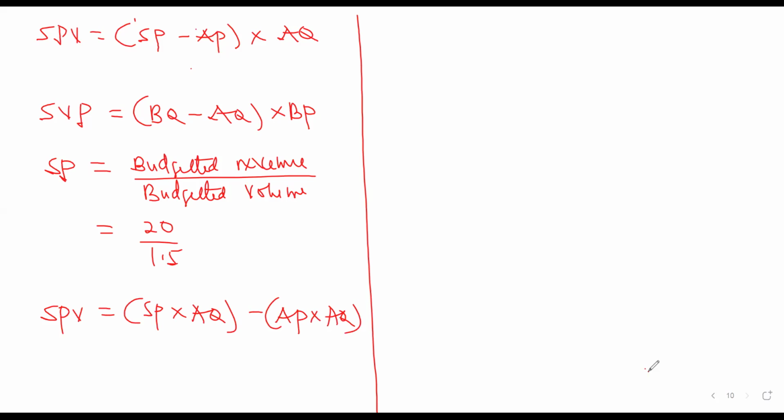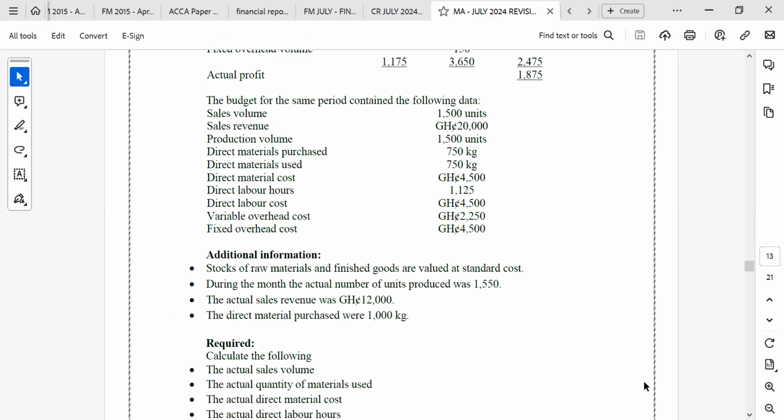Exactly. If you look at this, you have the budgeted quantity, you don't have the actual quantity, and you can't calculate the budgeted contribution from this side. It will be very difficult for you to calculate budgeted contribution using this figure. So just ignore the sales volume profit variance, and focus on the one that is going to give you all the information that you need.